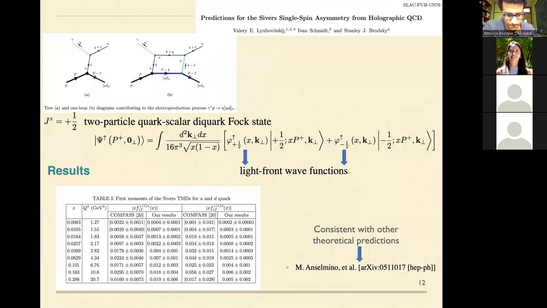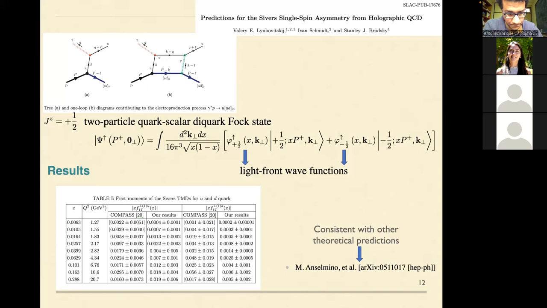Recently, with Valery Lubovinsky and Stanley Brodsky, we produced a paper in which we calculated this using a quark-gluon dipole Fock state model, in which we use light-front wave functions coming from AdS/QCD. And these are the results. I don't want to go into details, but this is not so difficult. This is just a model, so it can be calculated very easily within the model.